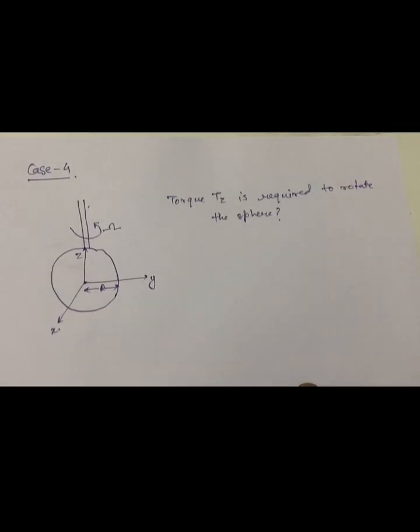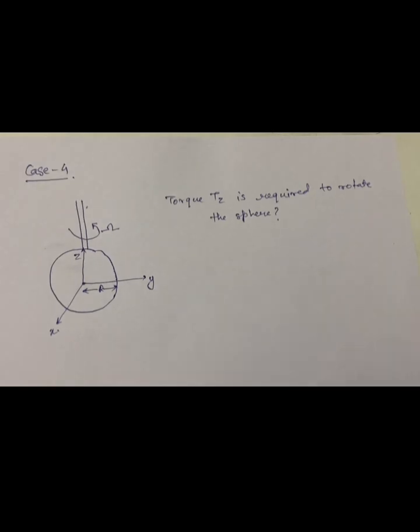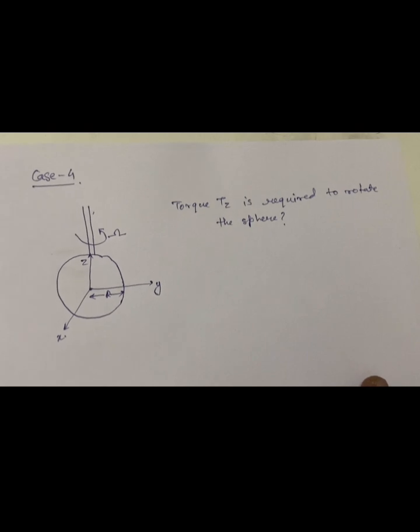Now we'll be discussing the solution of our problem, where we have to calculate the velocity profile of the fluid present outside the sphere, the pressure distribution, and the torque required to rotate the sphere. So our first step will be finding the velocities.